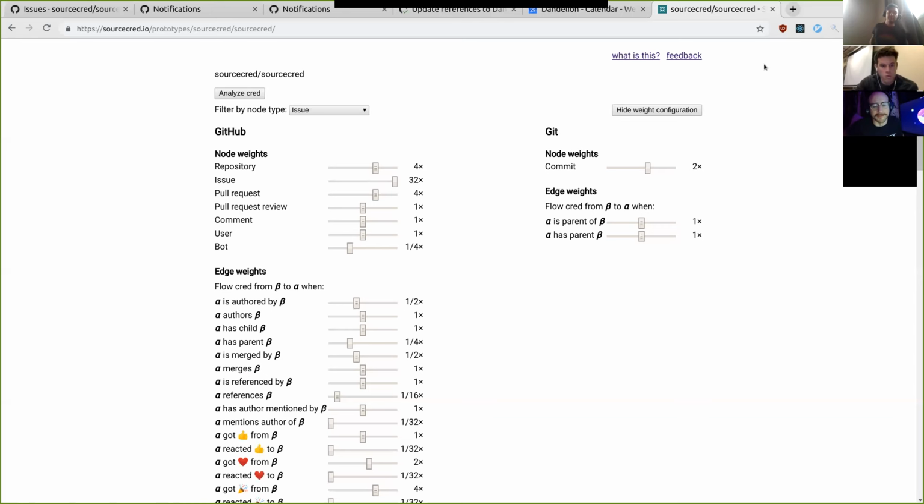Might be a bit of a tangent, but any thoughts on negative cred? Say we have a node in the graph that's a comment by a bot saying, hey, you did something wrong. Right.